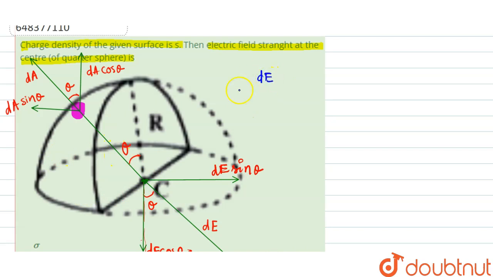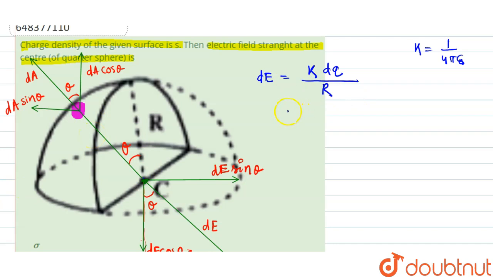Now basically we know that due to this small area our electric field will be K, where K is the constant 1 by 4 pi epsilon naught, into dq, the small charge of this area element, divided by the distance from the center, that is r, the radius of this quarter sphere.